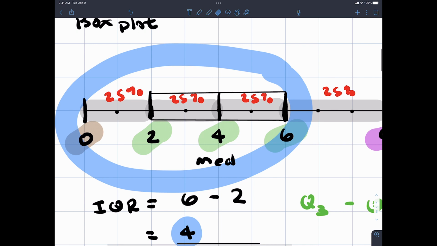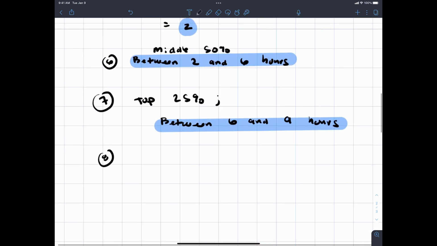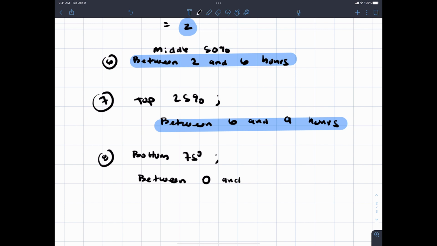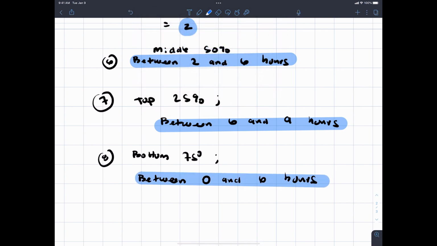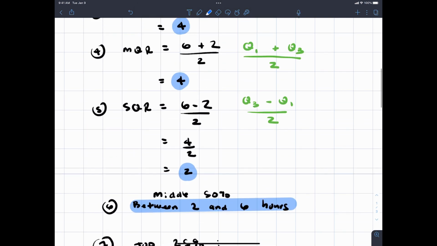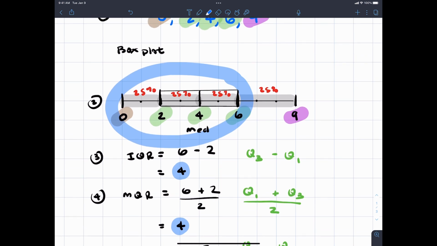So for that answer, students get between 0 and 6 hours here. So that's what we're going to say. So we're going to say here for the bottom 75%, it's between 0 and 6. Just how to read this. So here's my answers. Okay, for the bottom 75%. Because 25, 25, 25 gives you 75. That's to the left.